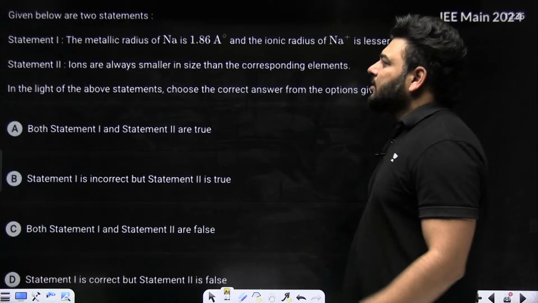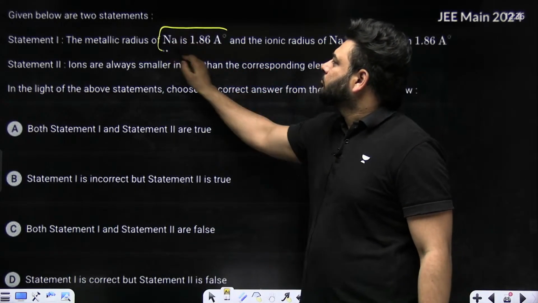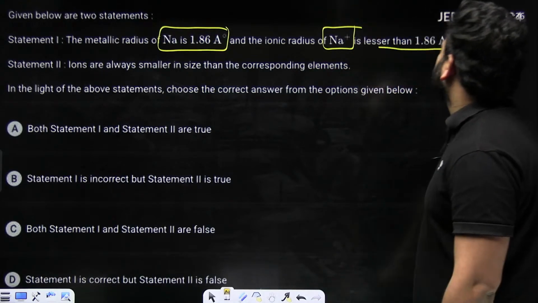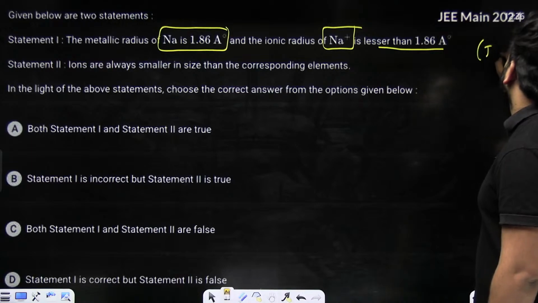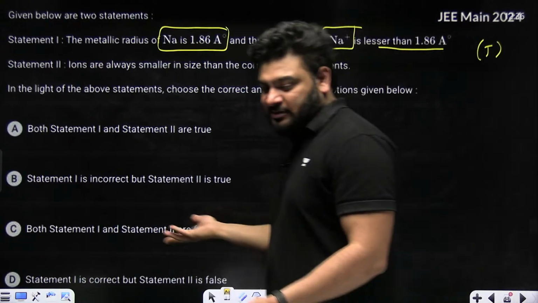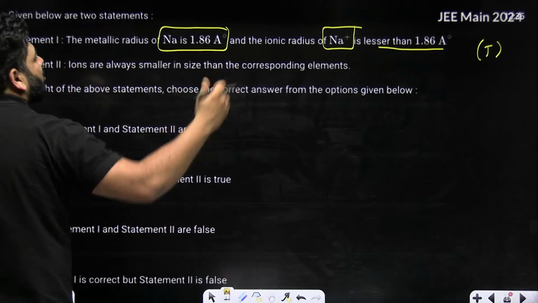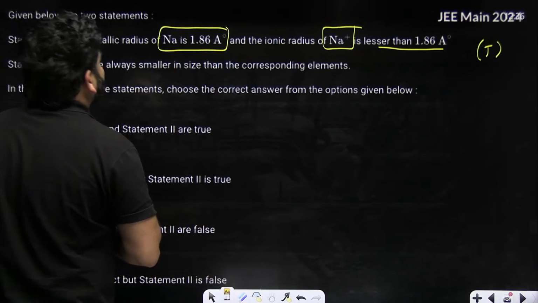Next, statement 1: the metallic radius of sodium is 1.86 angstrom and the ionic radius of Na plus is lesser than 1.86 angstrom. I think this is true. Ionic radii will definitely be lesser, right? Because it will be Na plus, one electron is lost. So ions are always smaller in size?